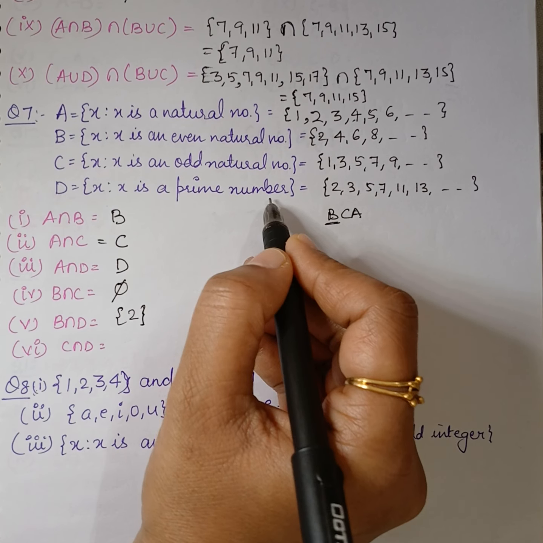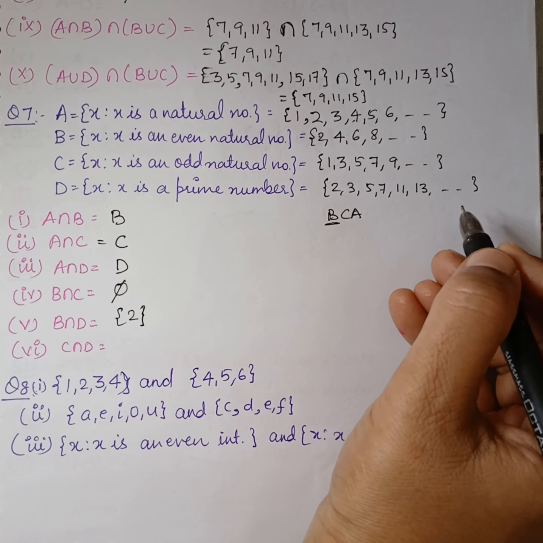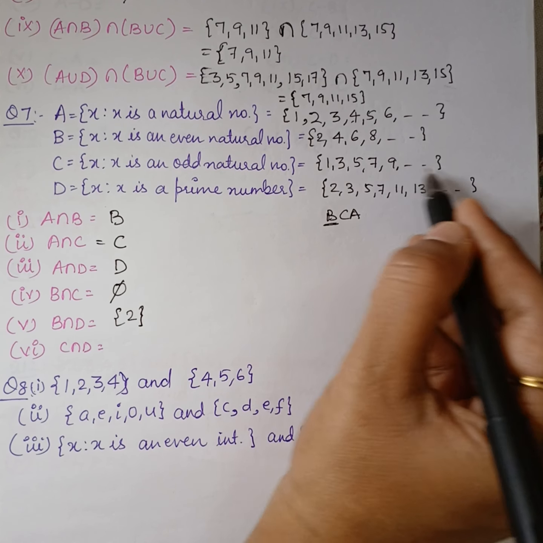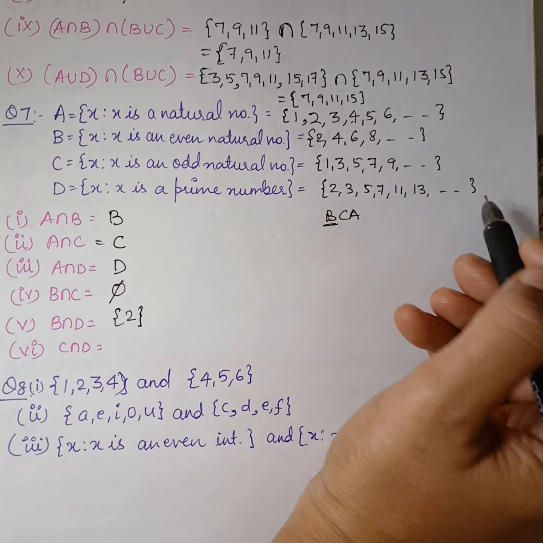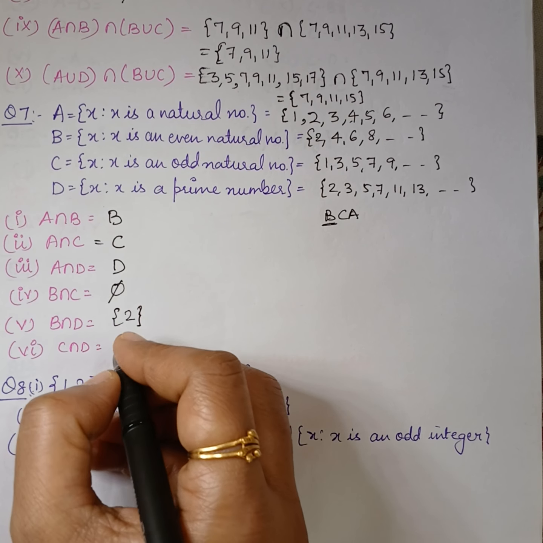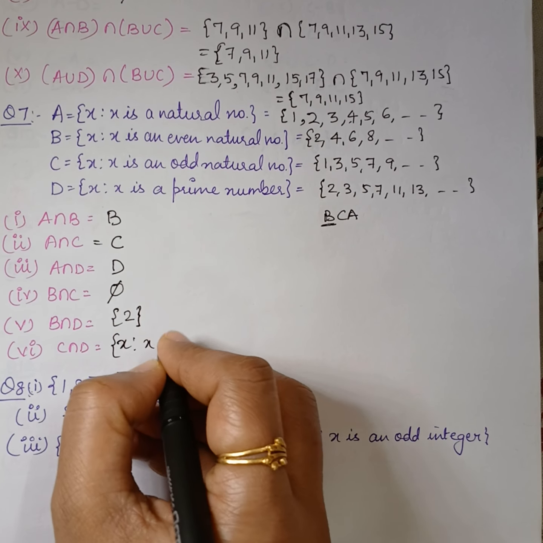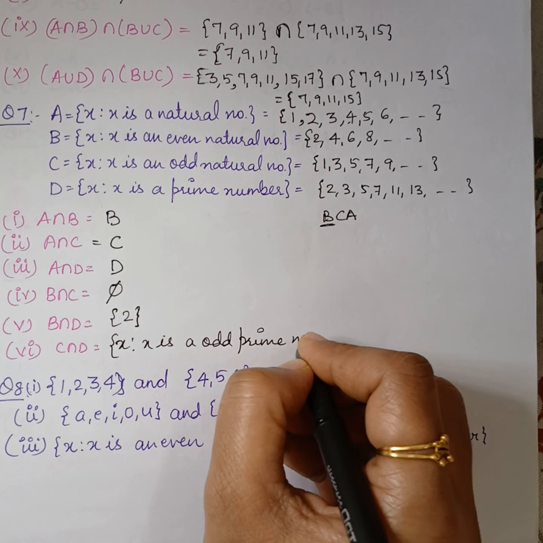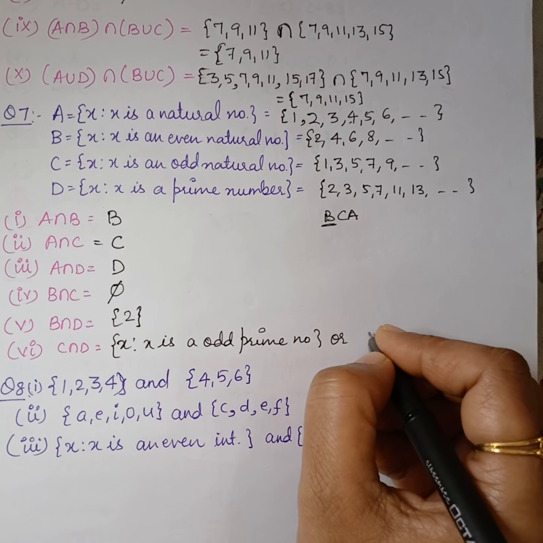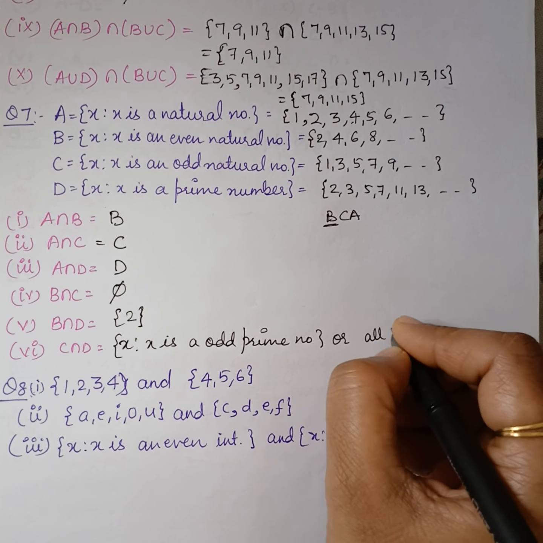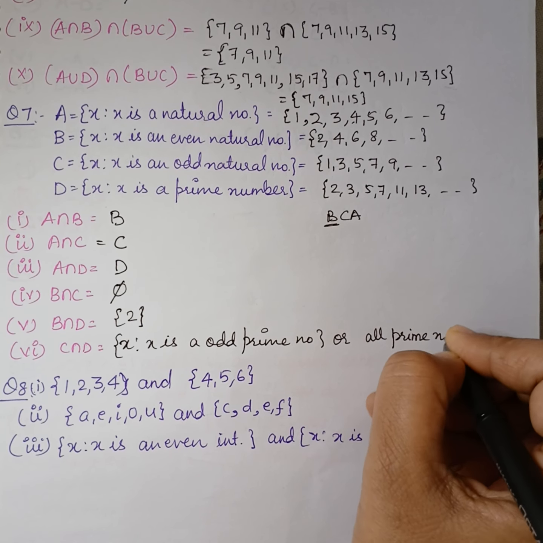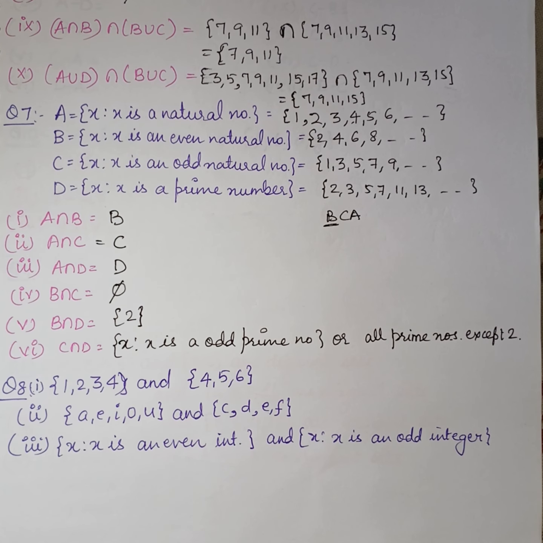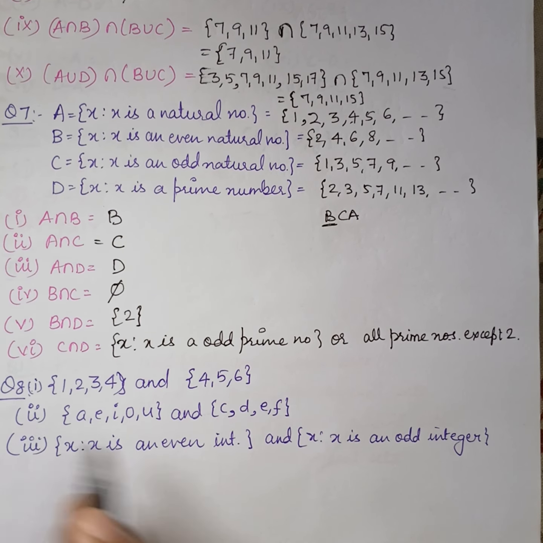So x is a prime number, so we can write x is an odd prime number because 2 is not common, otherwise 3, 5, 7, 11 will be there in odd numbers, 13 will be there in odd numbers, so all are common. So we can write here as x is an odd prime number, or we can write like this also, all prime numbers except 2. We can write like this also. Then we have question number 8.